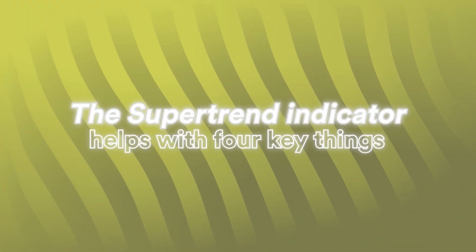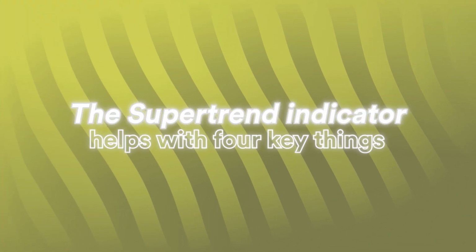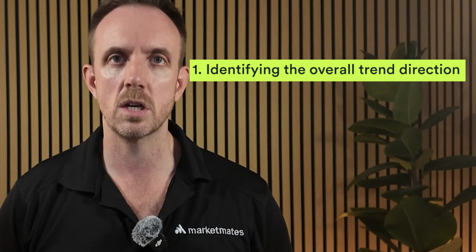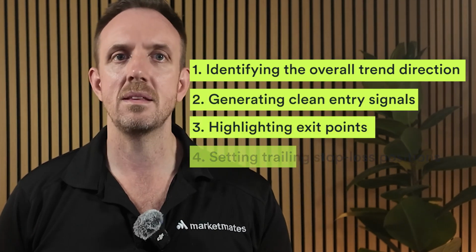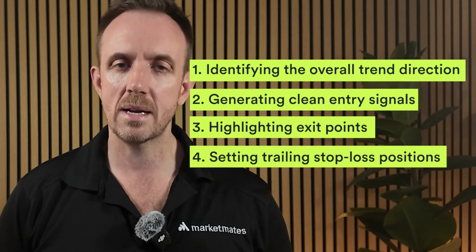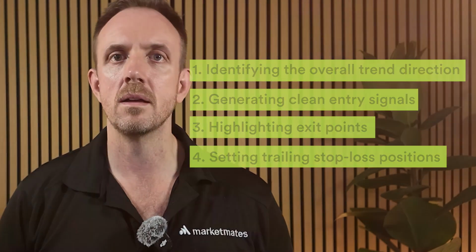So firstly, the SuperTrend indicator helps with 4 key things: identifying the overall trend direction, generating clean entry signals, highlighting exit points, and setting trailing stop losses. I'll break down how to use it for all of these shortly, but first let's quickly understand what it actually is.